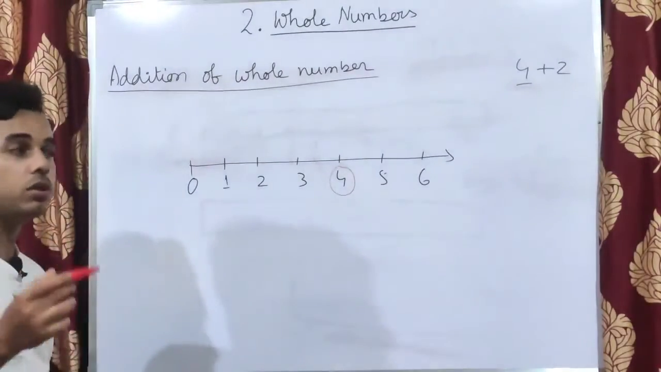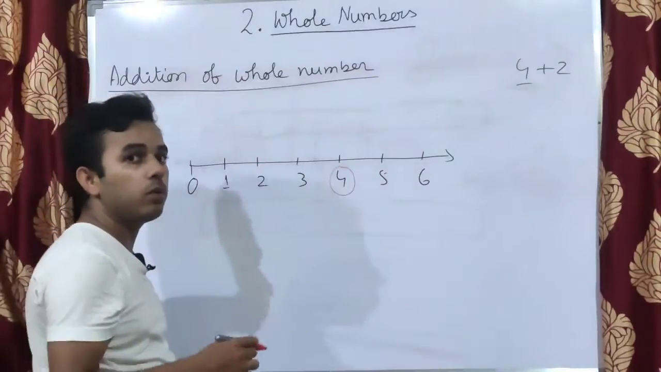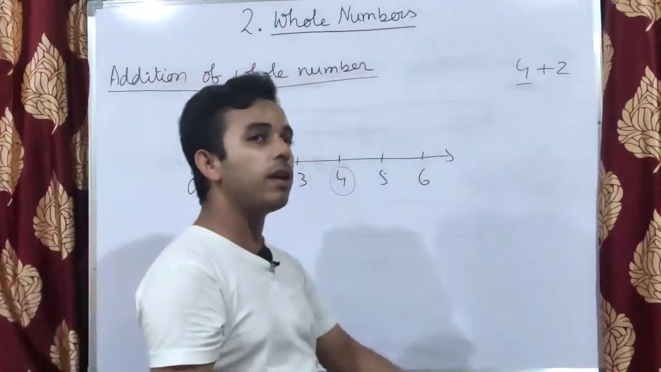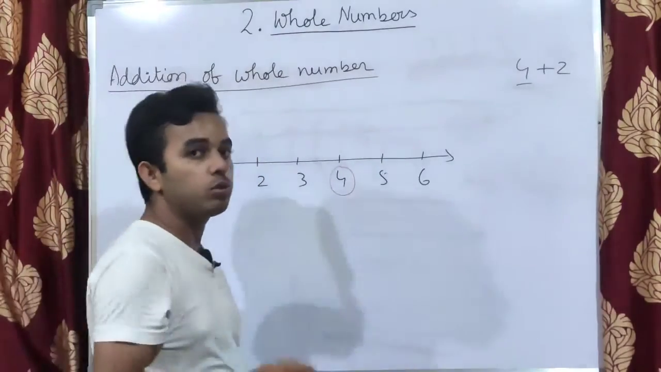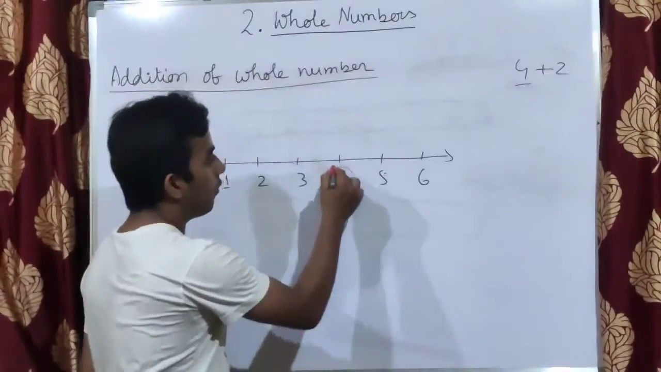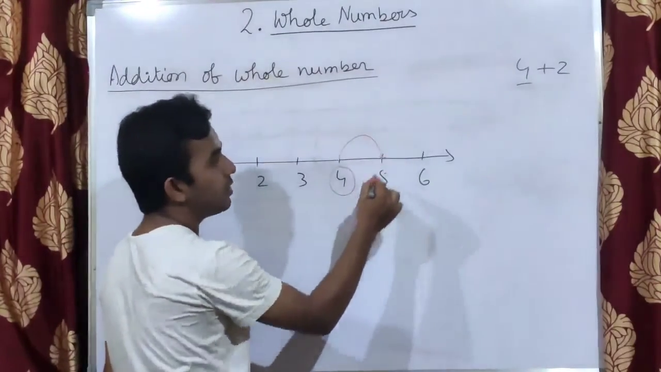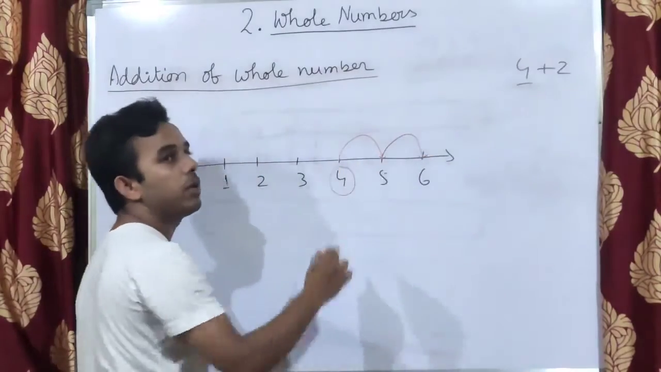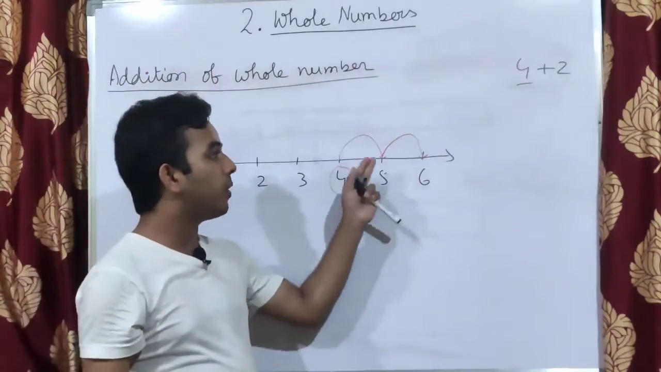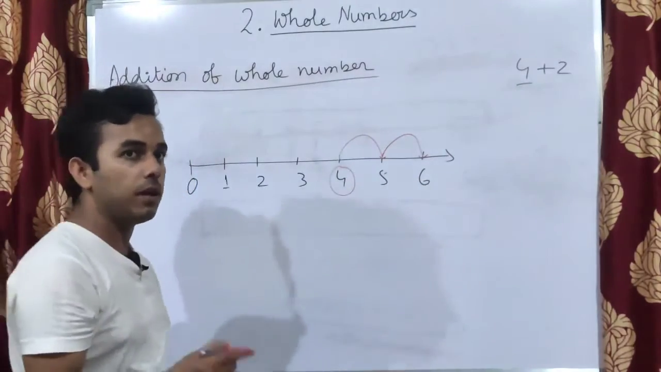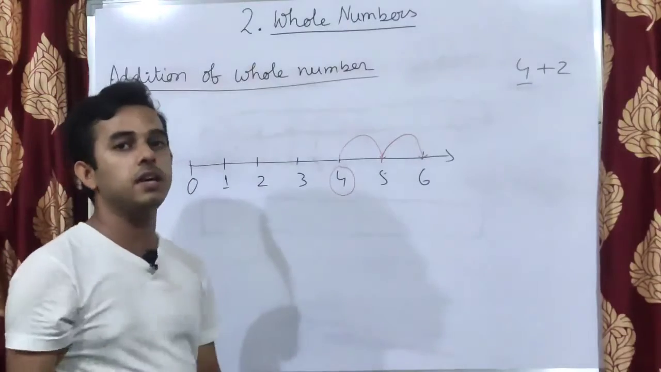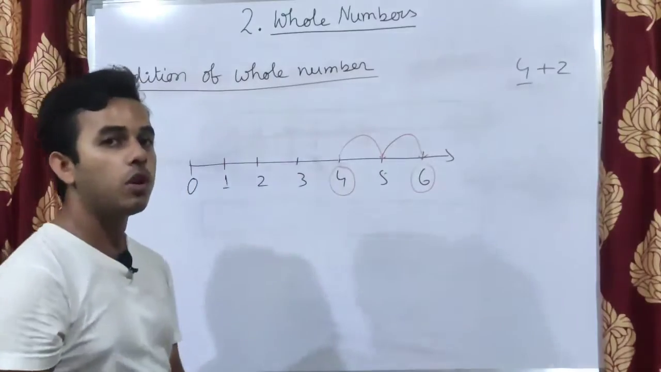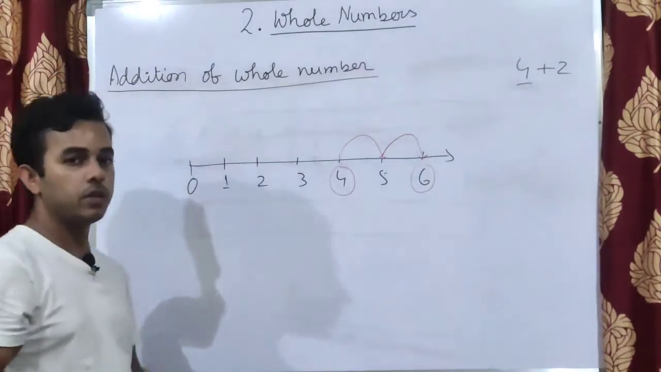So we will jump 2 units forward. Plus means what? We will go towards the right side. If it is minus, we will go towards the left side. As there is plus, we will go to the right side. As there is 2, we will jump 2 units. So from 4, look here, first one jump, then the second jump, that is I jumped 2 times, right? So the number where the jumping finished is our result. So here the number is what? 6. That means 4 plus 2 is how much? 4 plus 2 is 6.